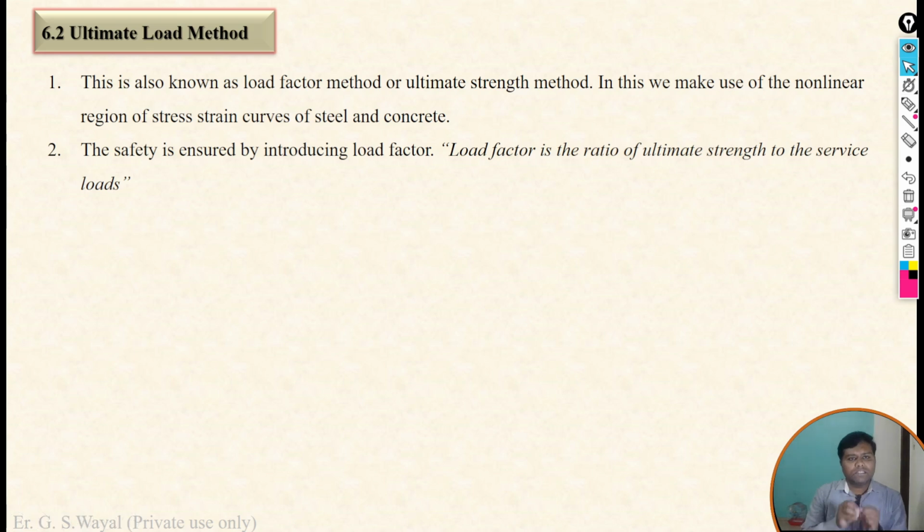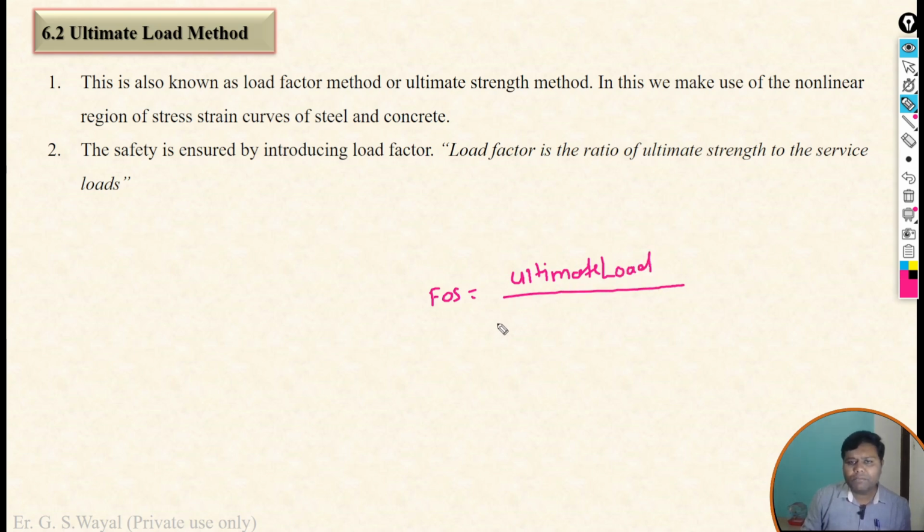Next, the safety is ensured by introducing the load factor. The load factor is the ratio of ultimate load to the service load. Now, what is the factor of safety formula? Factor of safety is equal to ultimate load divided by service load, and the service load is also called the working load.